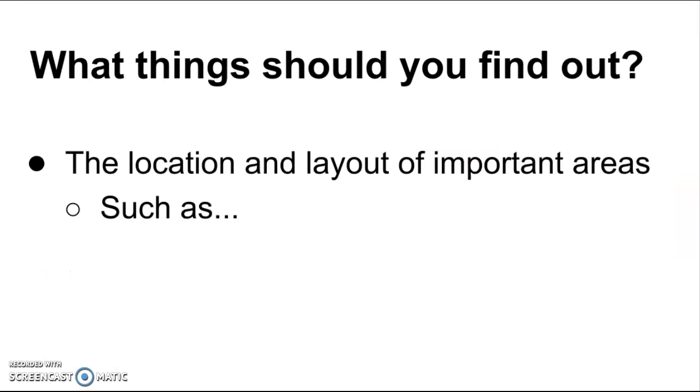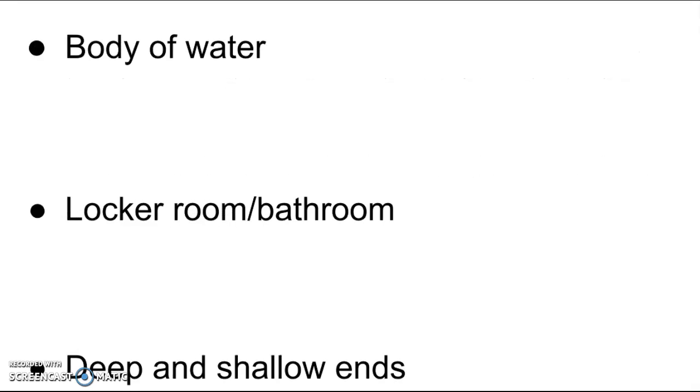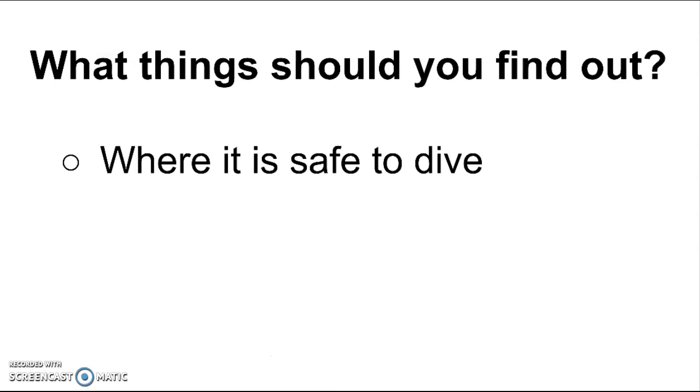So what things should you find out? Well, we should probably know where everything is. It's important to know where the water is located, where locker rooms or bathrooms are, where the deep and shallow ends are. We want to know where the deep end is because we want to know where it is safe to dive. We should not be diving in shallow ends.